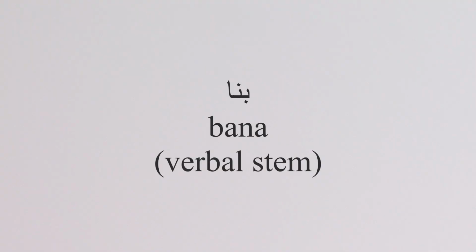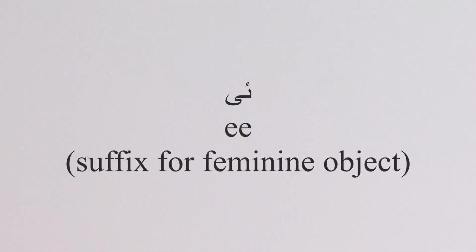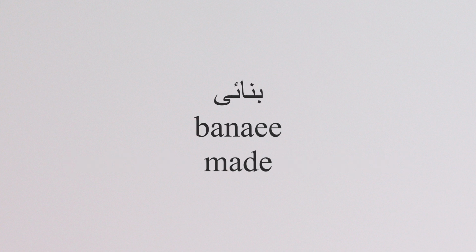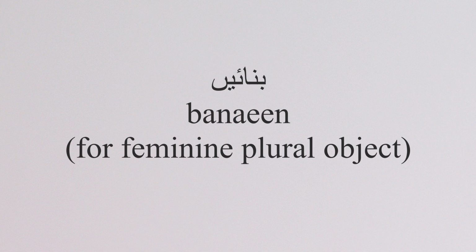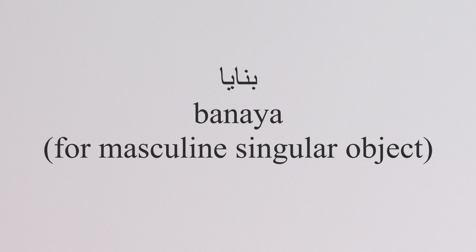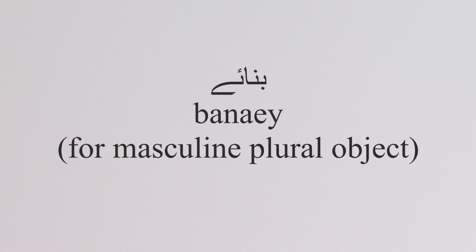So the verbal stem is bana. E is the suffix for the feminine object. So banai is for feminine object. Nai is for plural feminine object. Banaya is for masculine object, single masculine object. Banaye is for plural masculine object.